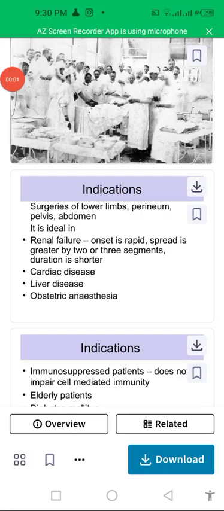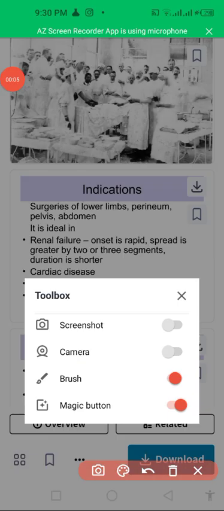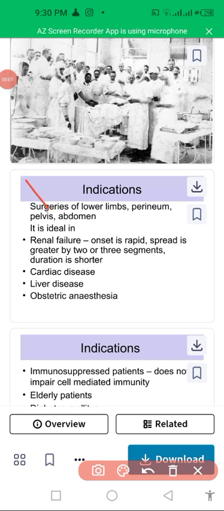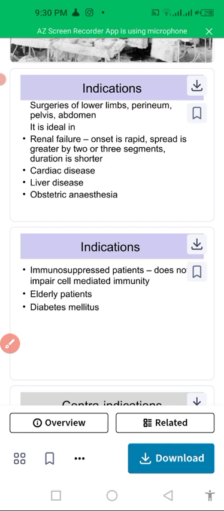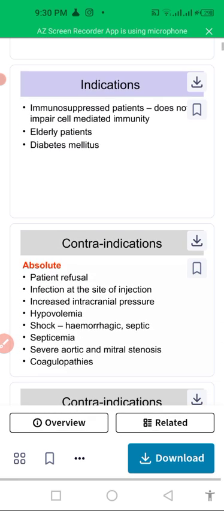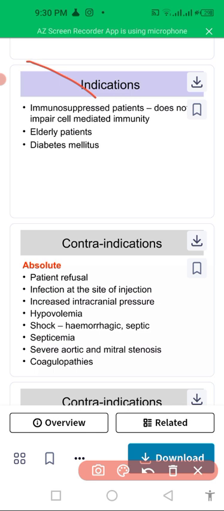Okay, so now we will be looking at spinal anesthesia. Spinal anesthesia is done for surgeries of the lower limb, perineum, pelvis, and abdomen, and in renal failure, but mostly for lower limb surgeries. It is done at the T10 level of the umbilicus, and there are some indications and contraindications of spinal anesthesia.